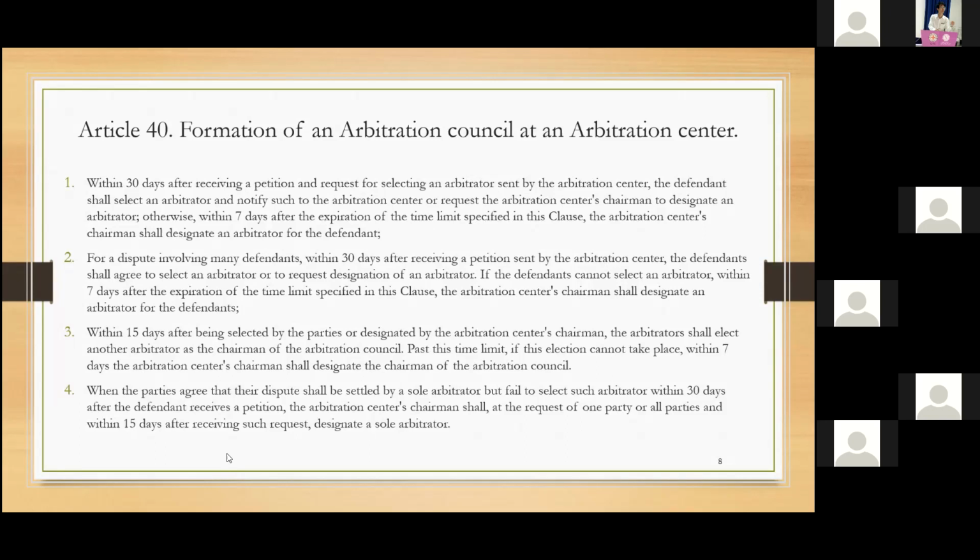When the parties agree that the arbitration council has a sole arbitrator, the defendant shall select the arbitrator within 30 days after receiving the petition. The arbitration center chairman shall, at the request of one party and within 15 days after receiving such a request, designate an arbitrator.